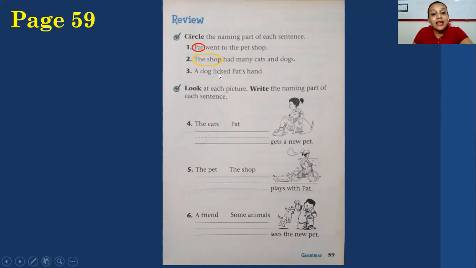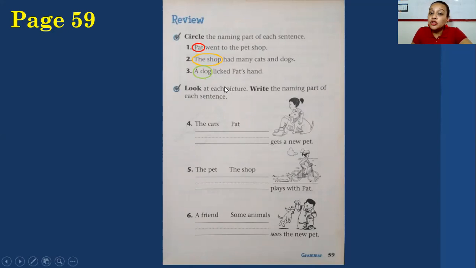And number 3, a dog licked Pat's hand. Pat's hand. A dog licked Pat's hand. So, who are we talking about here, or who is the subject here? Excellent, a dog. A dog, yes. Now you are understanding. I'm happy for that.